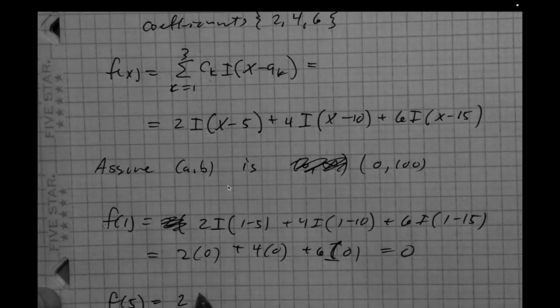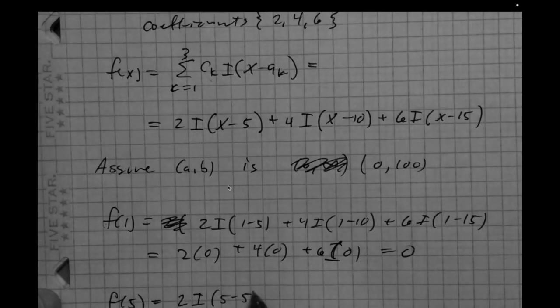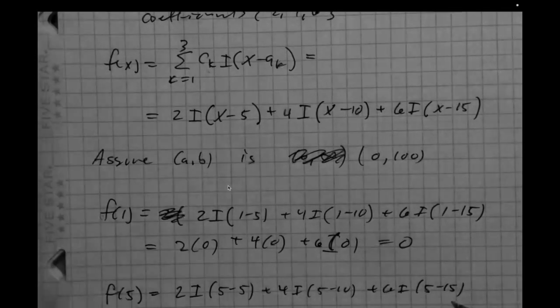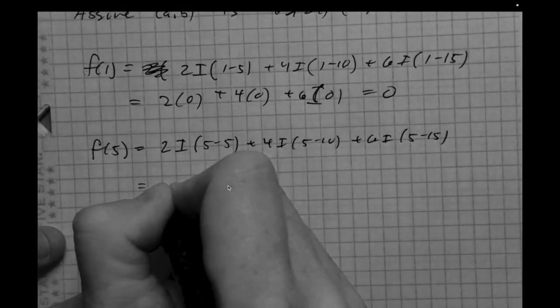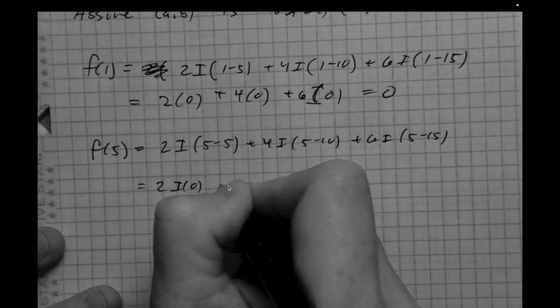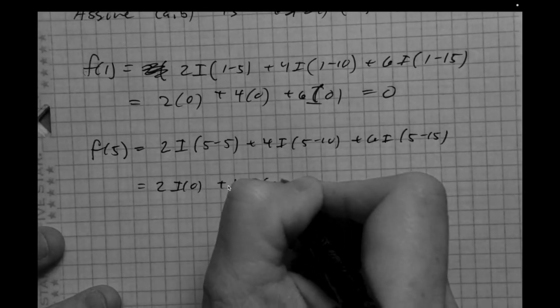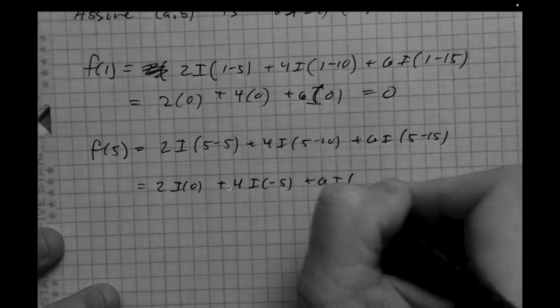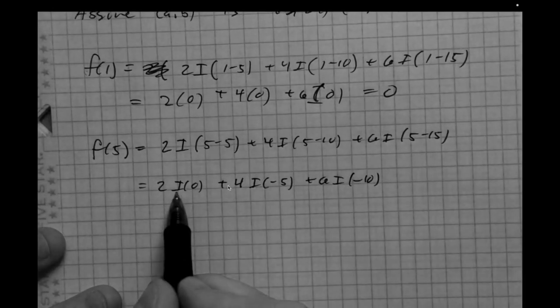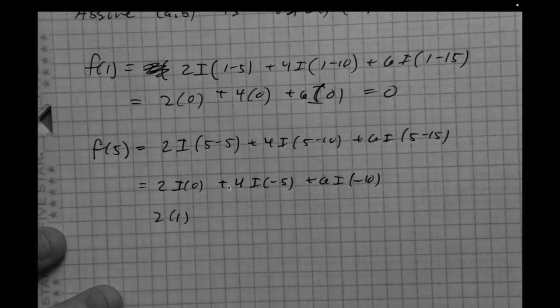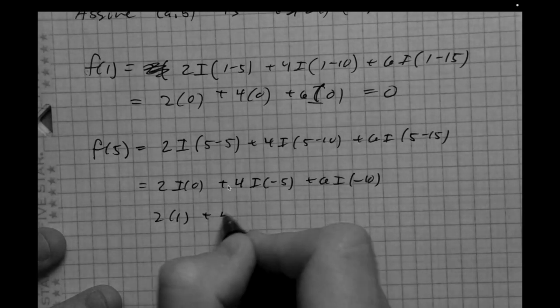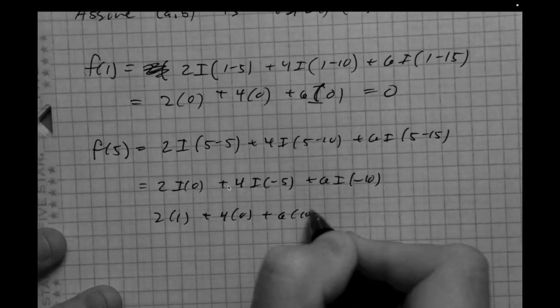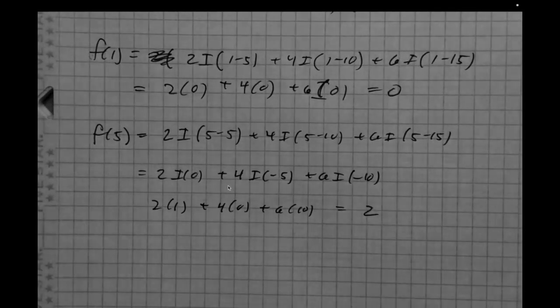Right, so here I've got 2I of 5 minus 5 plus 4I of 5 minus 10 plus 6I of 5 minus 15. So this is 2I of 0 plus 4I of negative 5 plus 6I of negative 10. Right, and so this guy here is 2 times 1, plus 4 times 0 plus 6 times 0. And so here I actually get a number, 2.